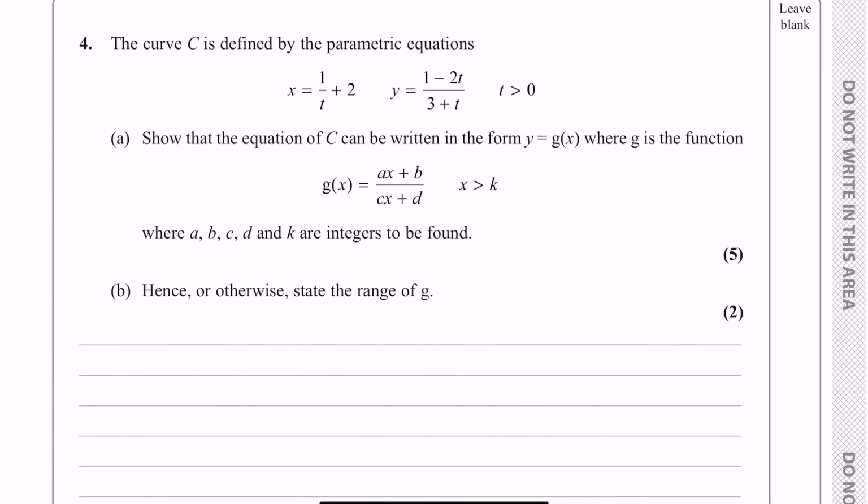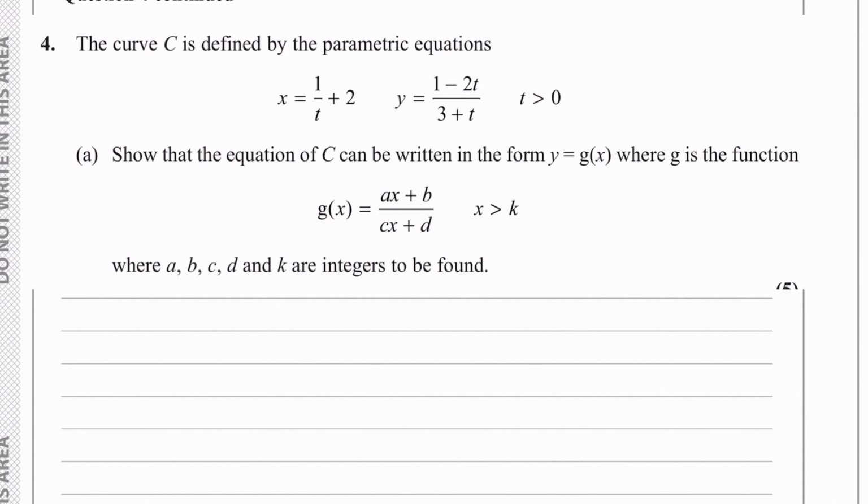Here comes problem 4. The curve C is defined by the parametric equations x and y here in terms of t, and t has to be greater than 0. Show that the equation of C can be written in the form y equals g(x), where g(x) is in this form, and x is greater than k. A, B, C, D, and k are integers to be found. And then we have to find the range of g.